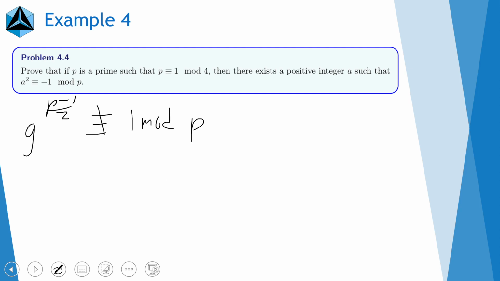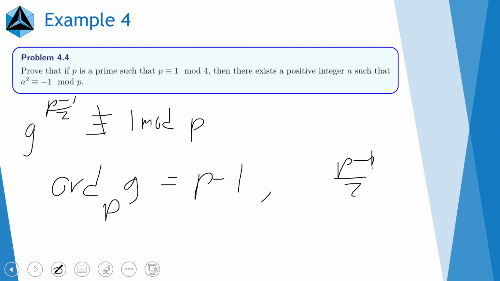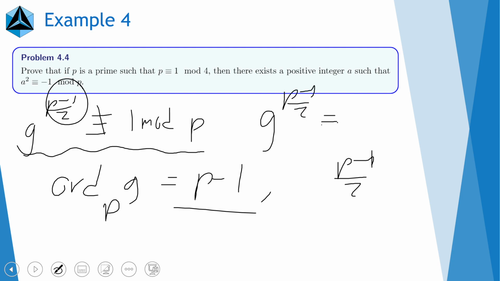How can we prove that this is not congruent to 1 mod p? If the above were congruent to 1 mod p, then we would have a contradiction, because by definition of primitive roots, the order of g mod p is equal to p minus 1, not p minus 1 over 2. That means this statement cannot be true, because p minus 1 is the smallest exponent that makes this equation true. So we have a contradiction, meaning g to the p minus 1 over 2 is not congruent to 1 mod p, and this implies our given equation.